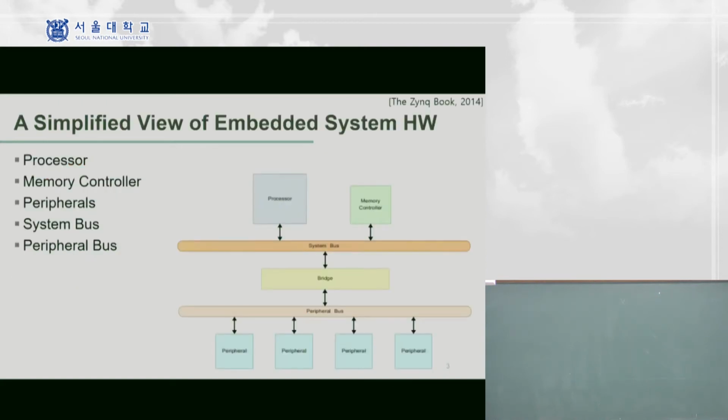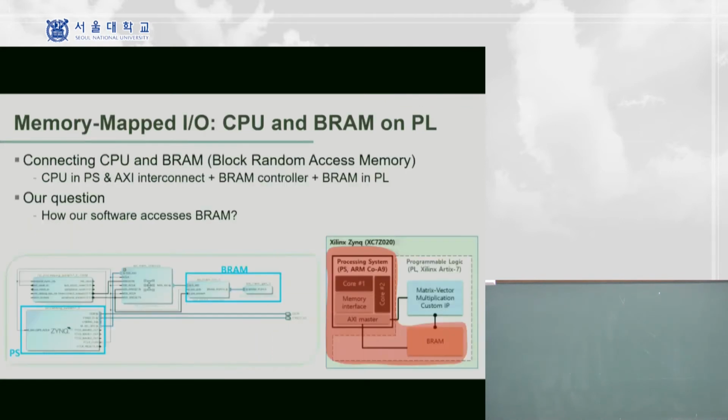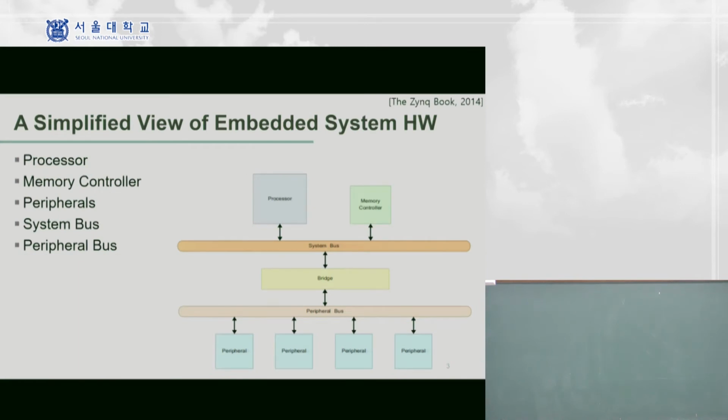So here is a simplified view of an embedded system's hardware. It consists of a processor, CPU, and a memory controller. To the memory controller, DRAMs or a bunch of DRAMs are attached, right? So we have DRAM devices. It's off chip. These things are basically attached to this controller like this. And this one is global memory. As I said, this is global memory shared by both the processing system and programmable logic.